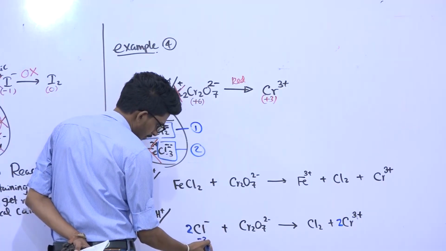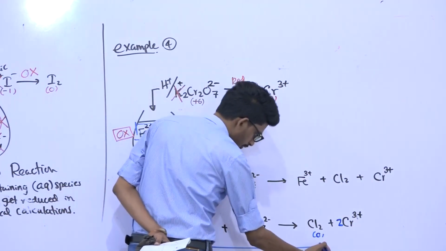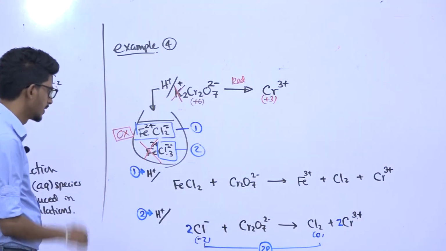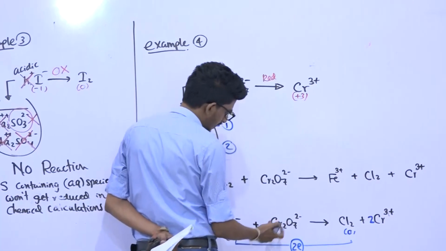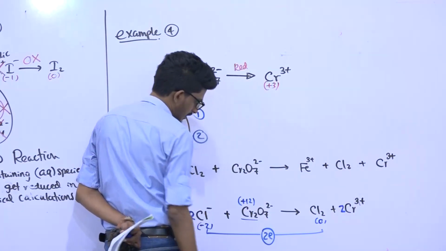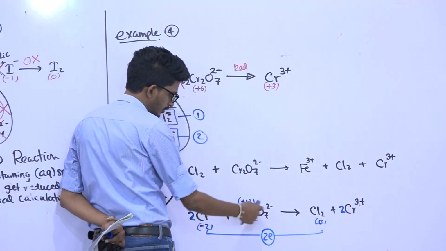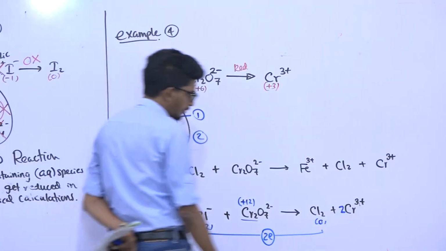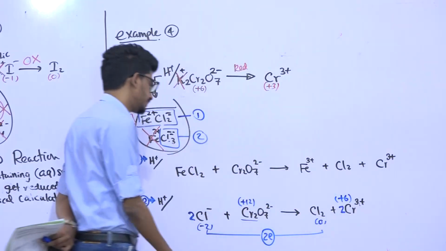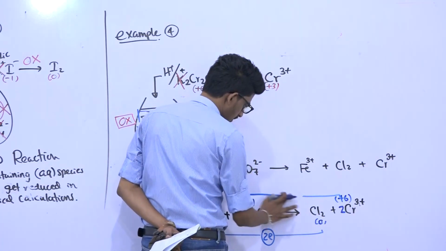This one is -1, this is -2, and this is 0. The difference is 2 electrons. Right? Taking the summation, this becomes +12. So 7 oxygens means -14, so this becomes +14 -2, which is +12. Right? For this one, you have 2 chromiums with +3, that is +6. So there is a 6 electron difference.